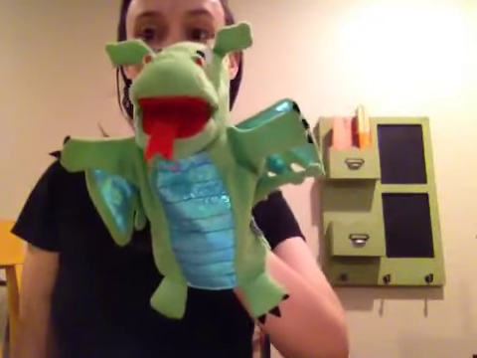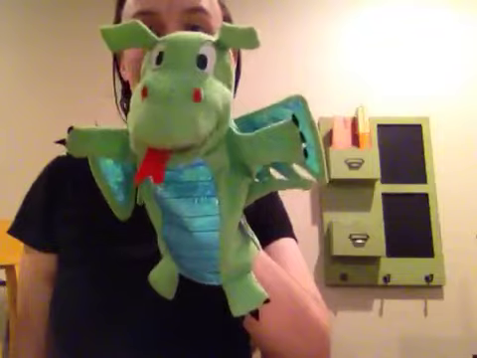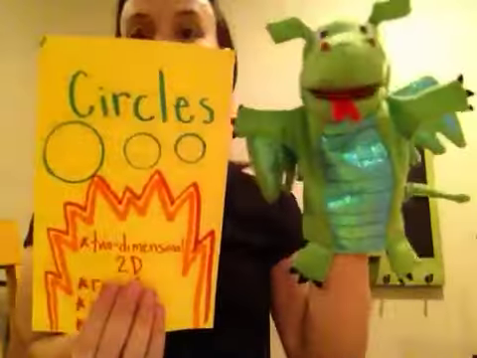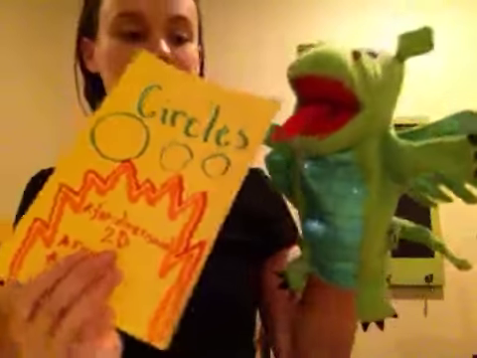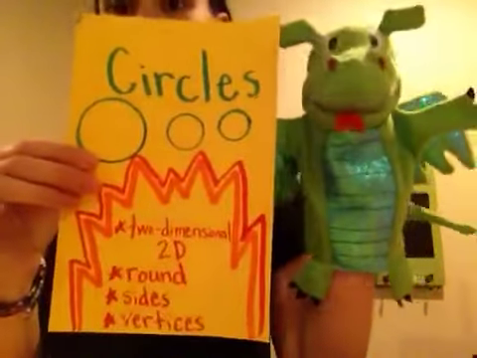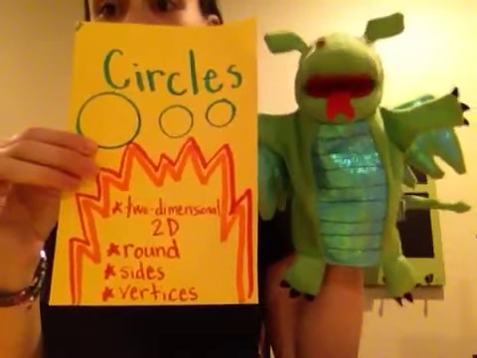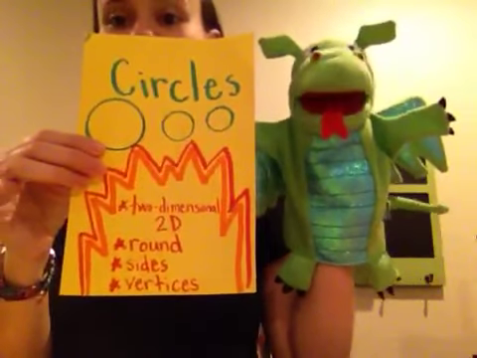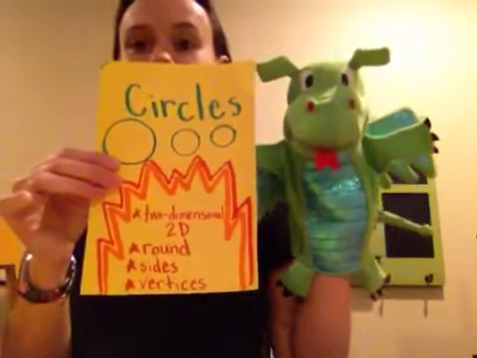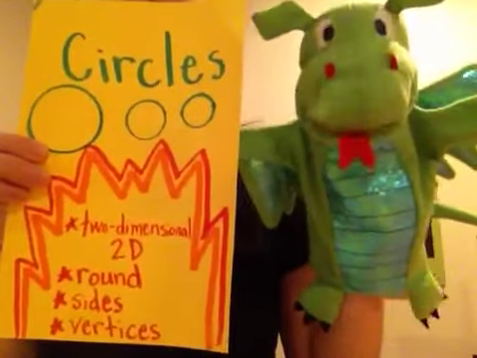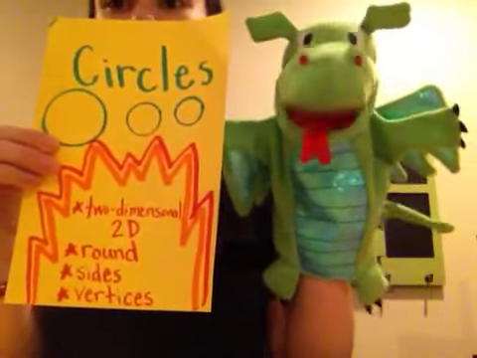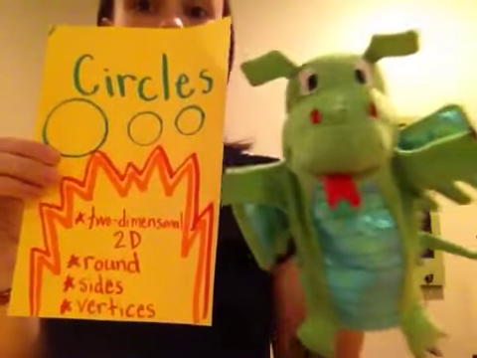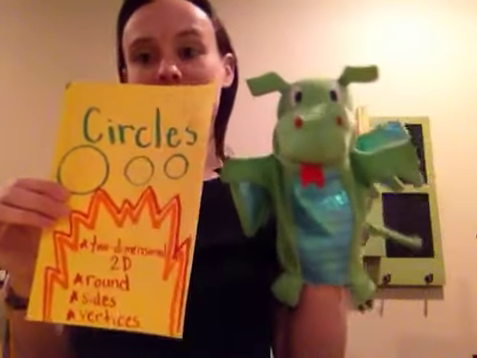What's the difference between a square and a rectangle? A square has 4 sides that are all equal. Very good. The next shape we learned about were circles. A circle is round. It has 0 sides and 0 vertices. It's another two-dimensional shape. What does two-dimensional mean? That's right. It means flat.